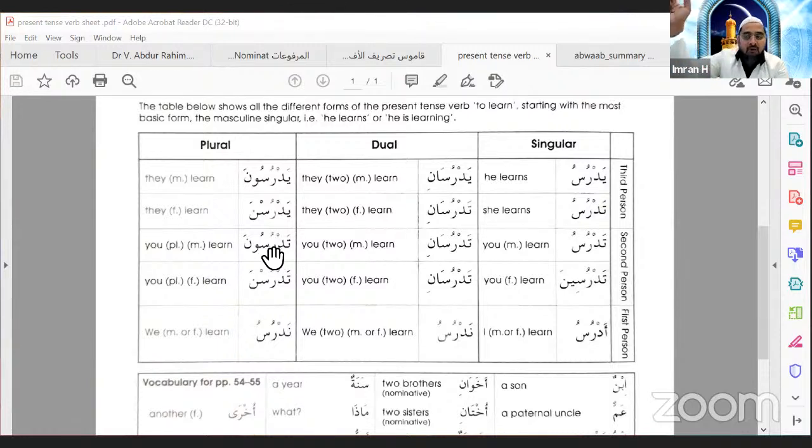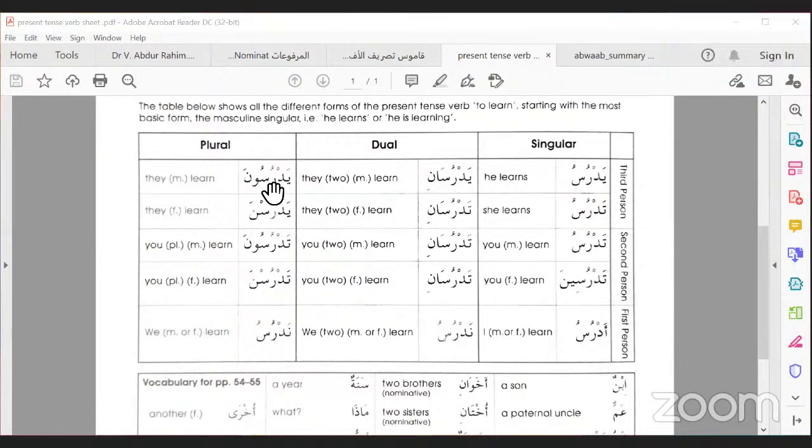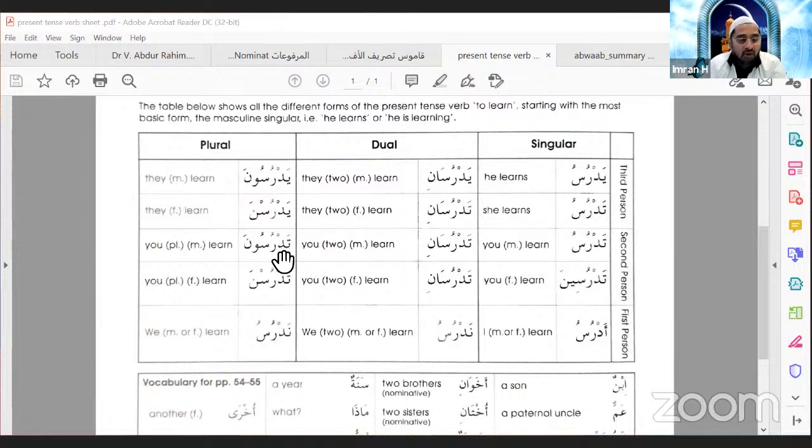If it's the third person, they all learn, it's yadrusuna. What is it, everyone? Yadrusuna. So يدرسون, yadrusuna has a ya, but when it's you all masculine learn, it's tadrusuna.